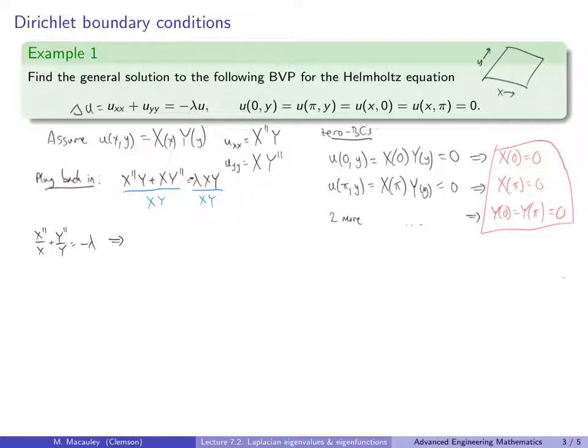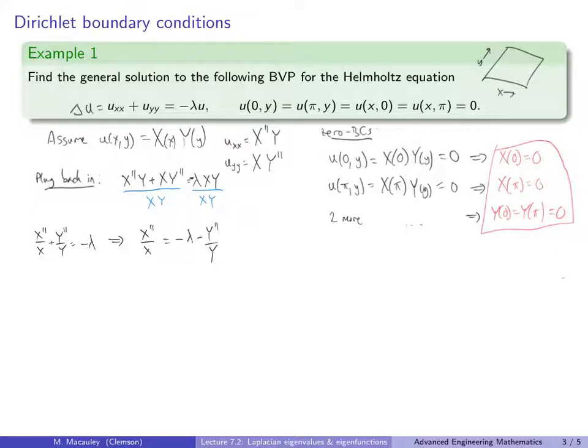We want to separate variables, so I'm going to write this as X double prime over X equals, let's see, how about negative lambda minus Y double prime over Y.